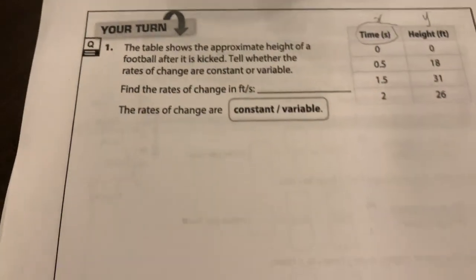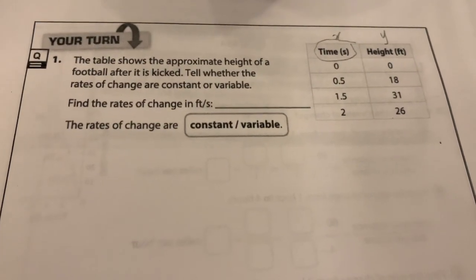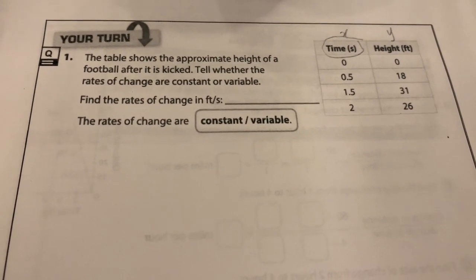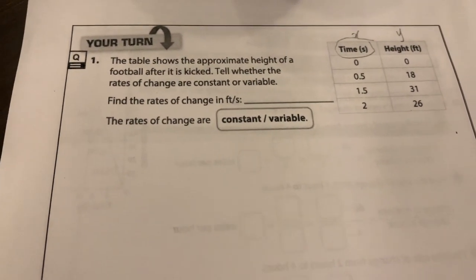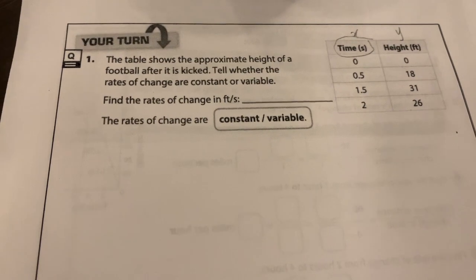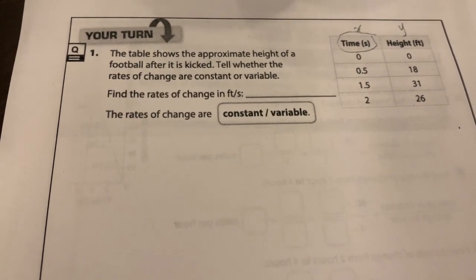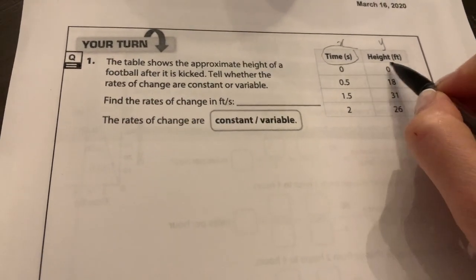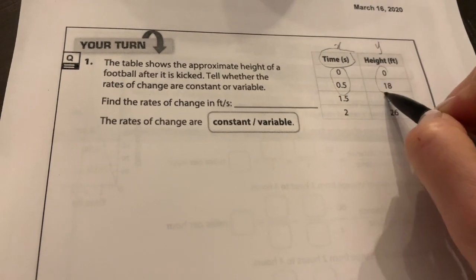So if you're not sure which one is your independent and which one is your dependent variable, any measurement of time is always, always, always going to be your independent variable. Okay? So the table shows the approximate height of a football after it's kicked. We're going to decide whether the rates of change are constant or variable. So what you're doing is you're looking at two at a time, right? So we're going to do these two first.